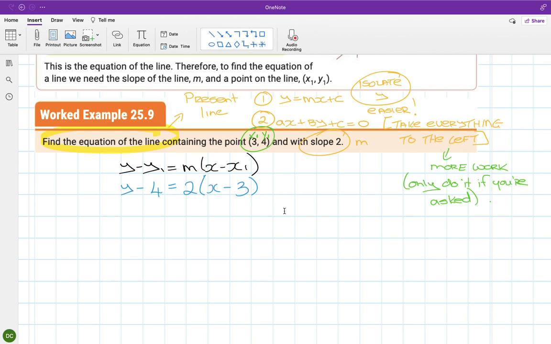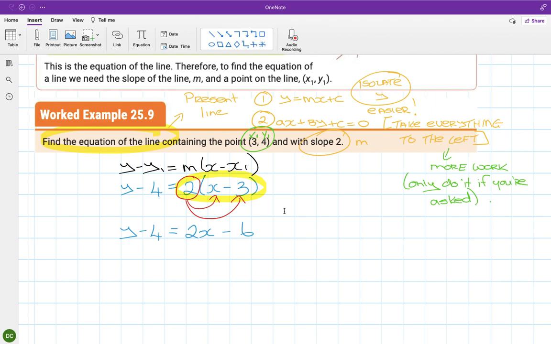So we use algebra basically to simplify this. Here on this right hand side we have a number outside the brackets, so we multiply it. Do you remember this? We multiply it distributively. We take the 2 and multiply it by the x, and then multiply it by the minus 3. The left hand side is unchanged, y minus 4, and on the right hand side the 2 by the x makes 2x, and the 2 by the minus 3 makes minus 6.